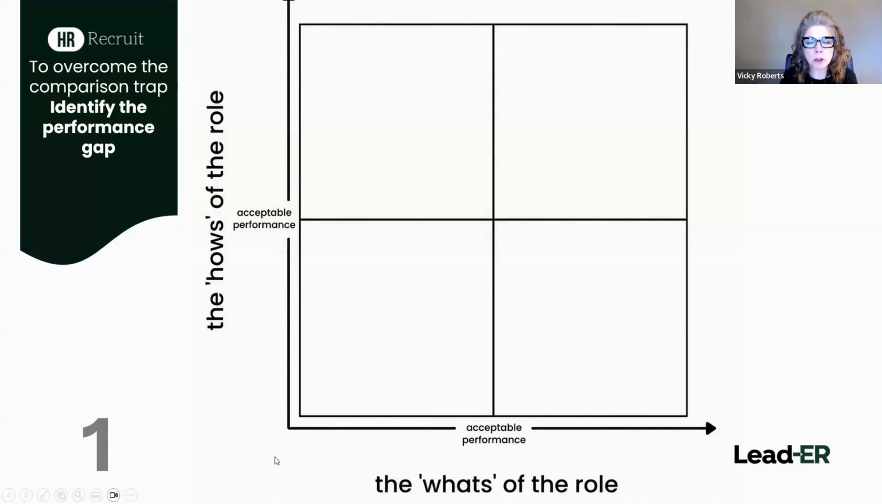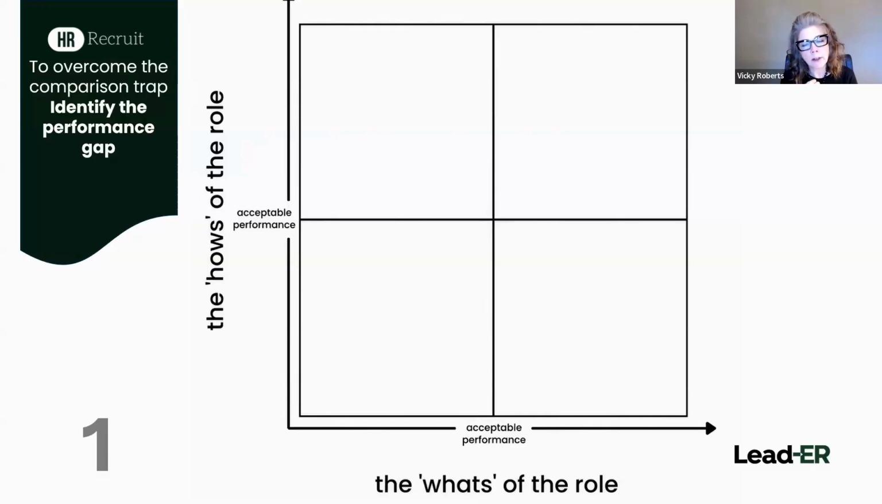And as you can see, we've got two axes here. The whats of the role, so that's the deliverables, the outputs, the expectations in terms of what the team member is delivering. And then on the horizontal axis, on the vertical axis, you've got the hows of the role. So that's the behaviours, and you could align that to values or key behavioural metrics that you have that are linked to those values.